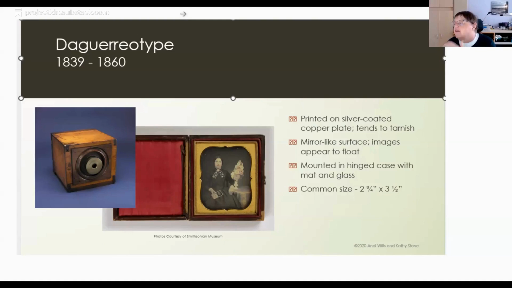And of course, the fashion in the picture. That's a big one that we use a lot, and that's true with almost any photo when we can look at the fashion. So that's a daguerreotype. And if you ever have one and you don't want it, I'll take it. I'd love to get my hands on one.